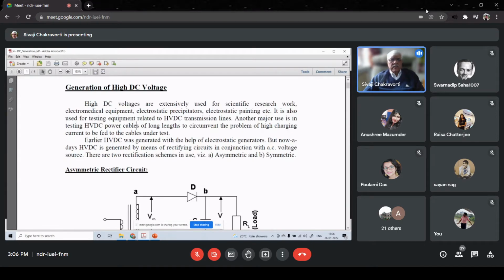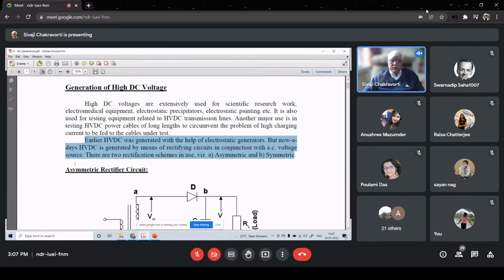Now, so far as the generation of high DC voltage is concerned, we all know that a long time back, HVDC used to be generated with the help of electrostatic generators. For example, the well-known Van de Graaff generator. But later on, when the rectifiers came, the HVDC is generated from high voltage AC through the rectifying circuits.